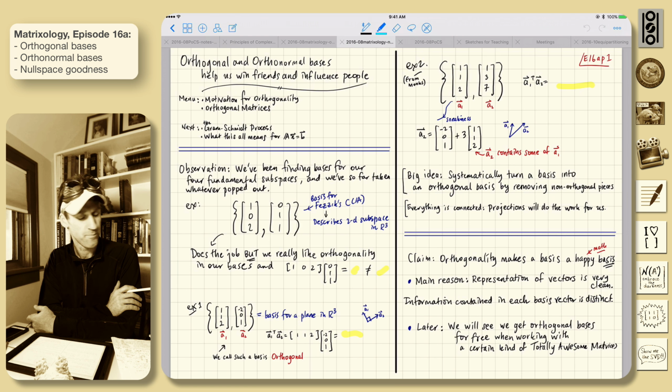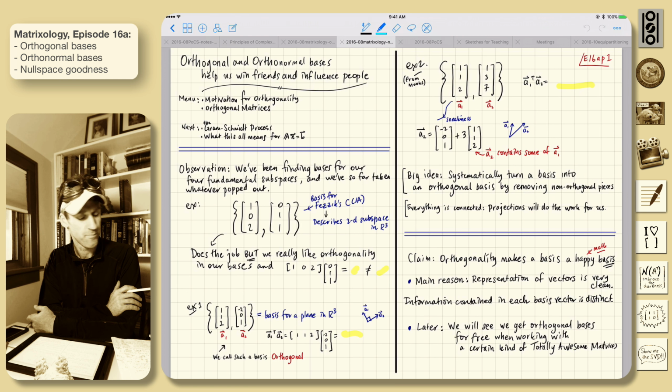And the next piece coming after this one will be about the Gram-Schmidt process, which is a method for creating orthogonal bases. All right, so what does this mean? This orthogonal business for bases.